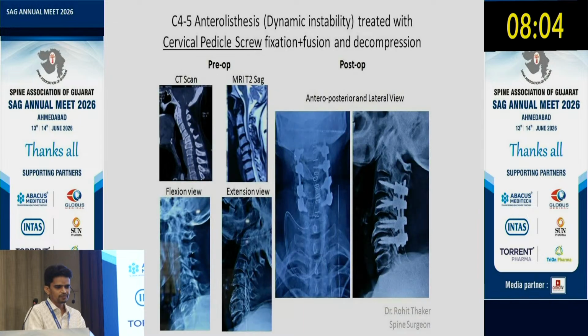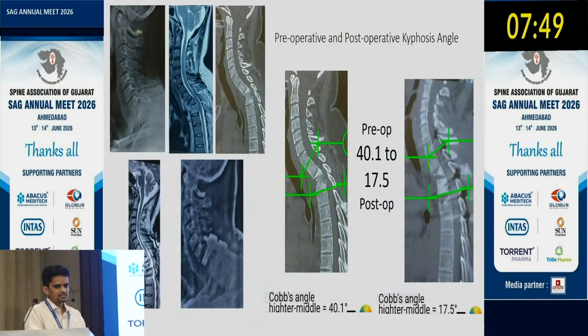This is one case example of a traumatic dislocation at C5-6, which was treated with cervical pedicle screws. This is another case example of cervical compressive myelopathy, which was corrected to lordosis in an extension view. So only posterior fixation with pedicle screws in extension and decompression was done.